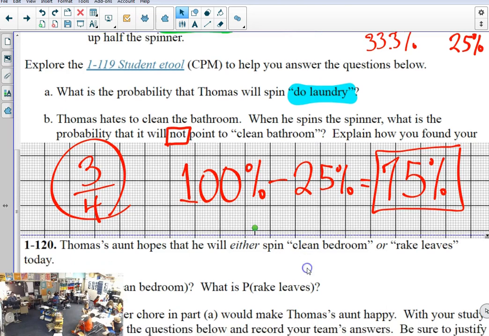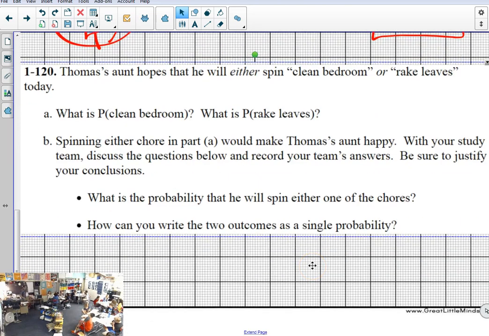Alright, I'm just going to put that on the TV, actually. Alright, up on the TV, we have our chore wheel.